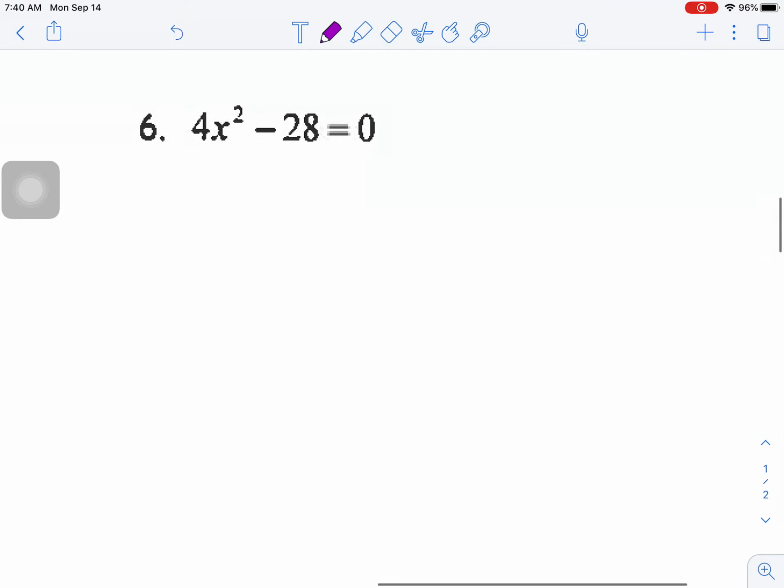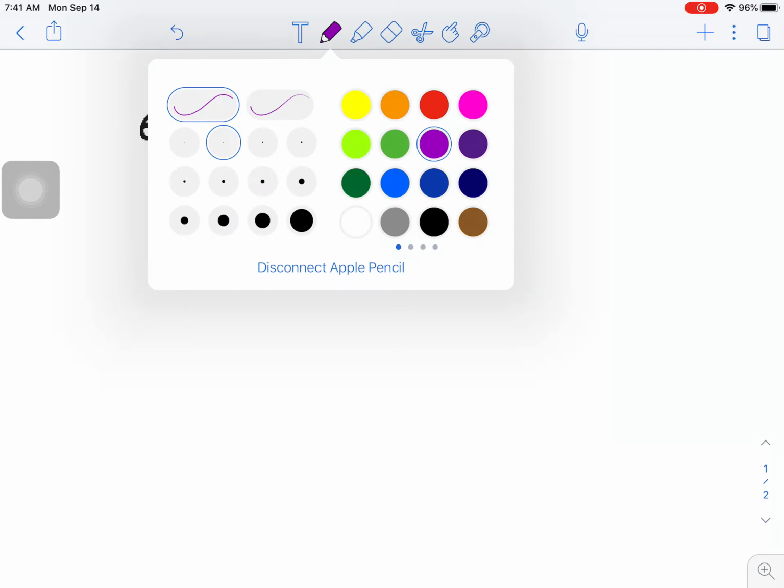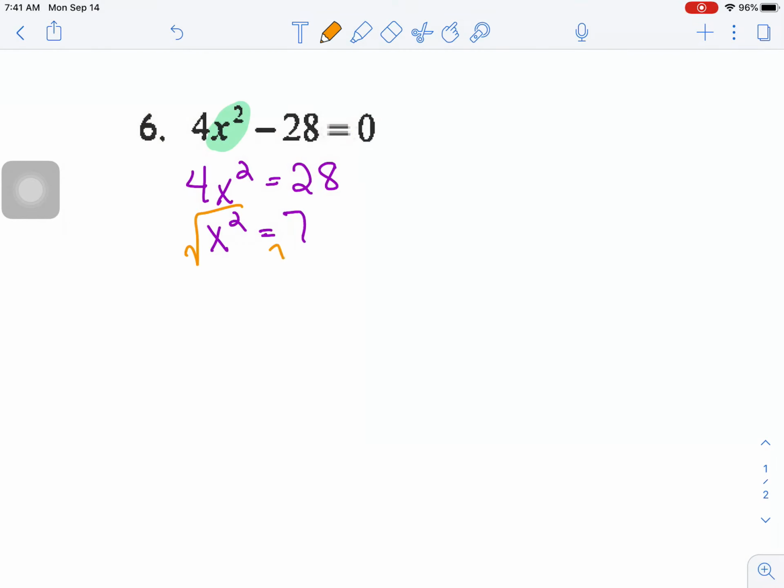I'm going to scroll on down to number 6 here. Oh, excuse me. Number 6, we have a single little x squared here surrounded by some stuff. So I'm going to make that other stuff move. I want to isolate the x squared. So we've got 4x squared is equal to positive 28. I'm going to divide both sides, so x squared is equal to 7. At this point, I am going to take the square root of both sides. And on the left side, I just have x. And I'm going to put the plus or minus on the right side, along with a root 7.